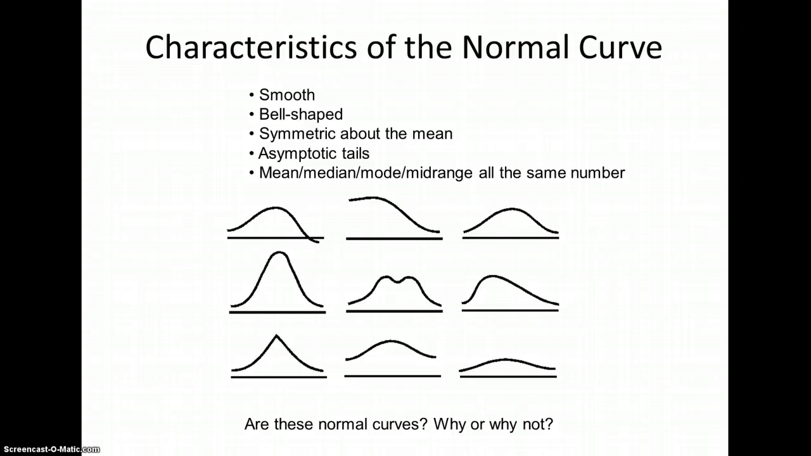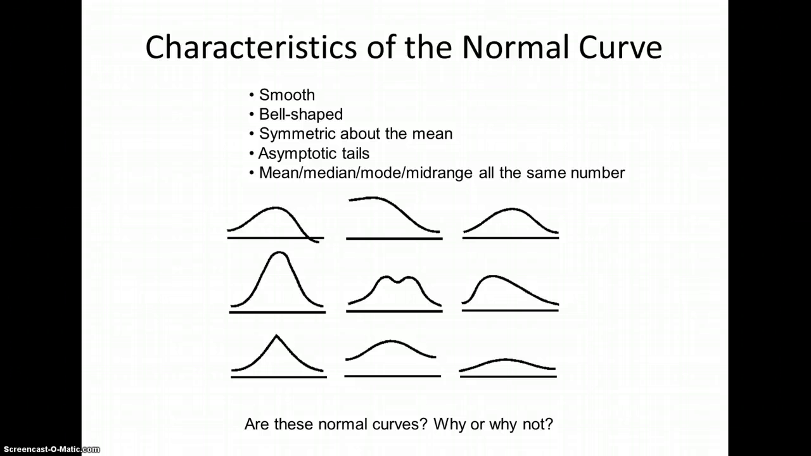The tails are asymptotic. Remember our graphs in Algebra 2 where we talked about asymptotes? This is the same idea. The tails of the curve get closer and closer to that bottom line, which is really just a measuring ruler, but it never touches and never crosses. The mean, the median, the mode, and the mid-range are all the same number and occur right in the middle of the hump of the graph.